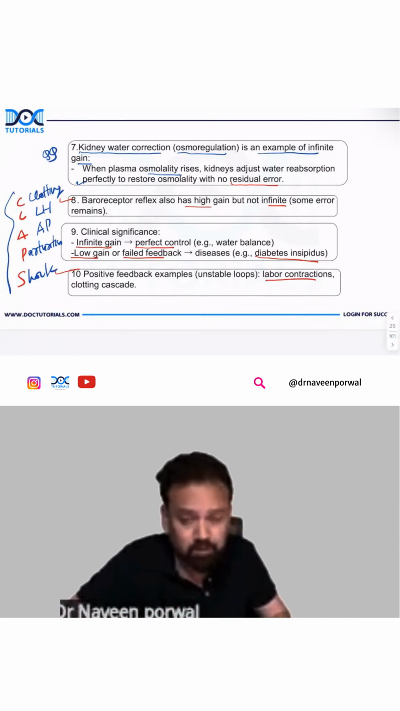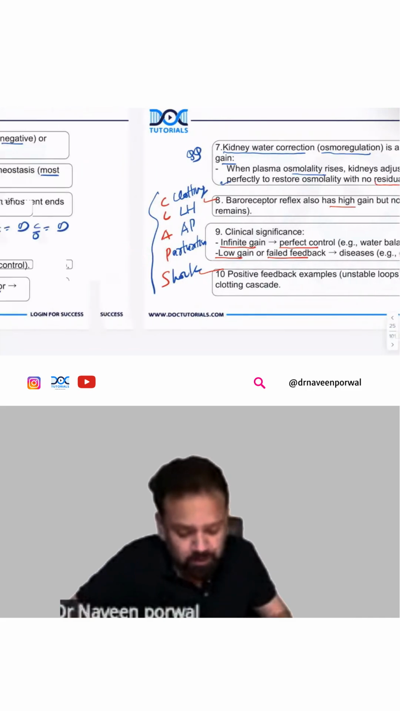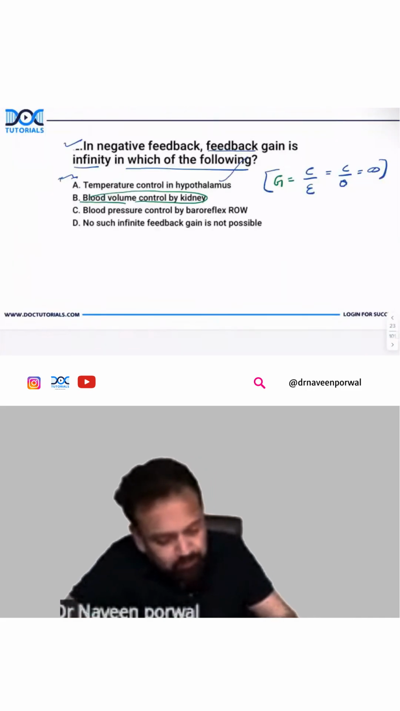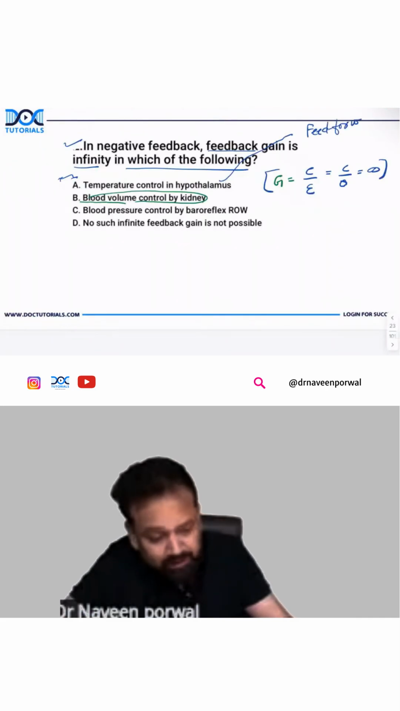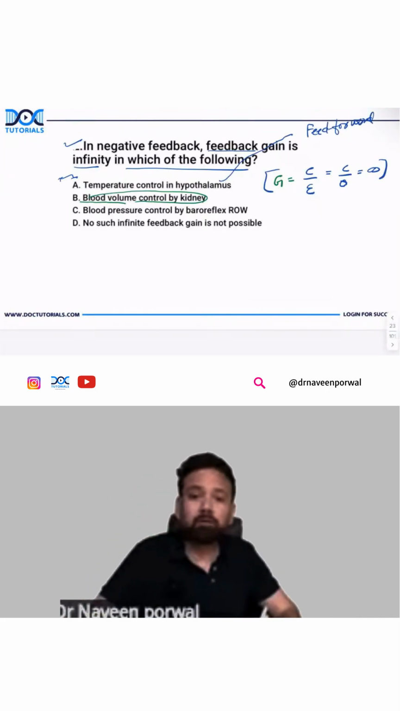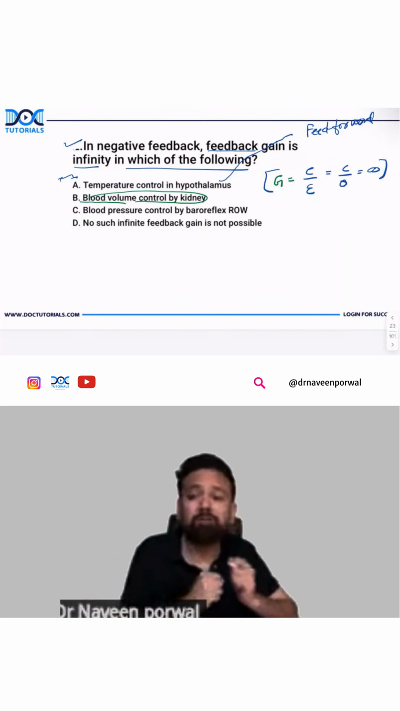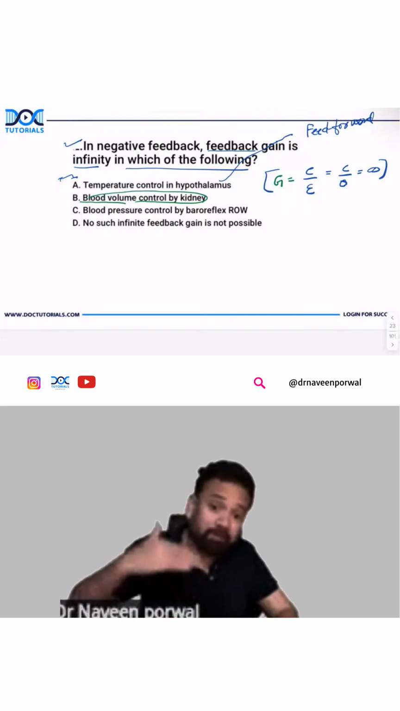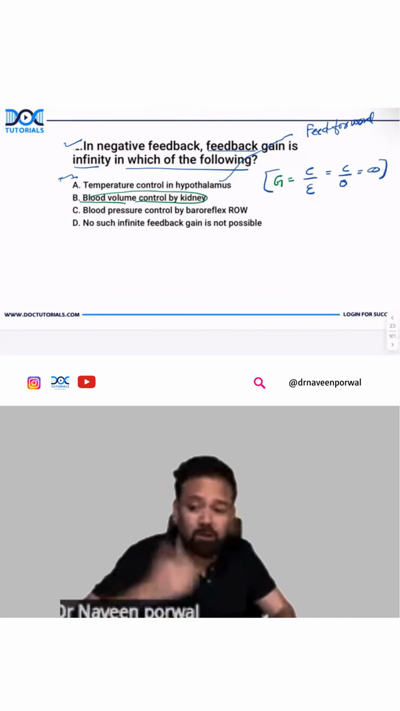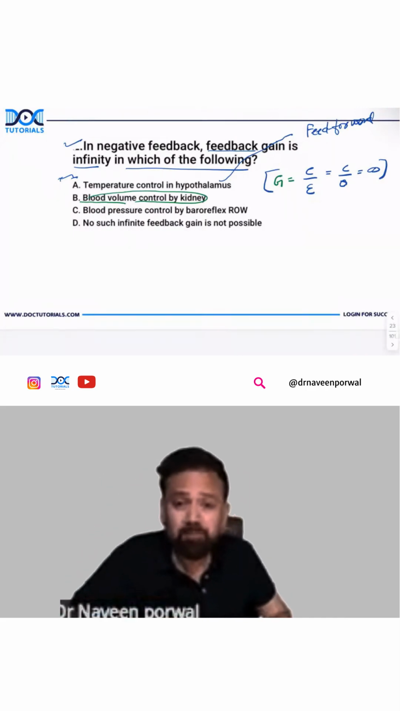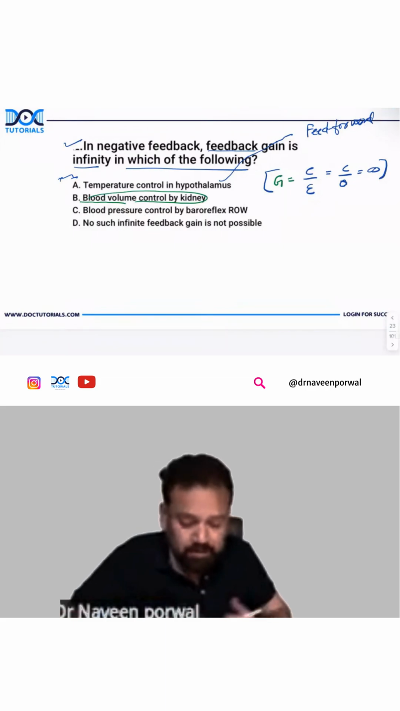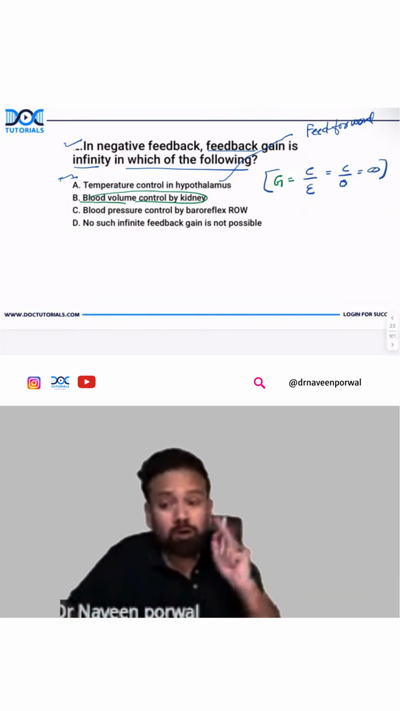Temperature regulation, which is given in one of your options, is an example of feed forward. Feed forward means whenever you are working in anticipation. For example, if you go to a cold climate, even before your temperature changes, you start shivering. So that is called feed forward. Temperature regulation and cerebellum working are examples of feed forward, not feedback.